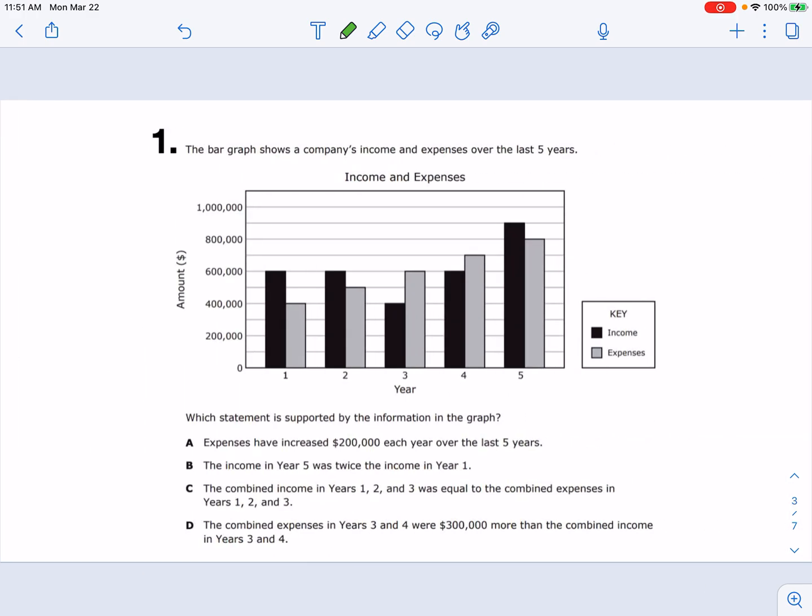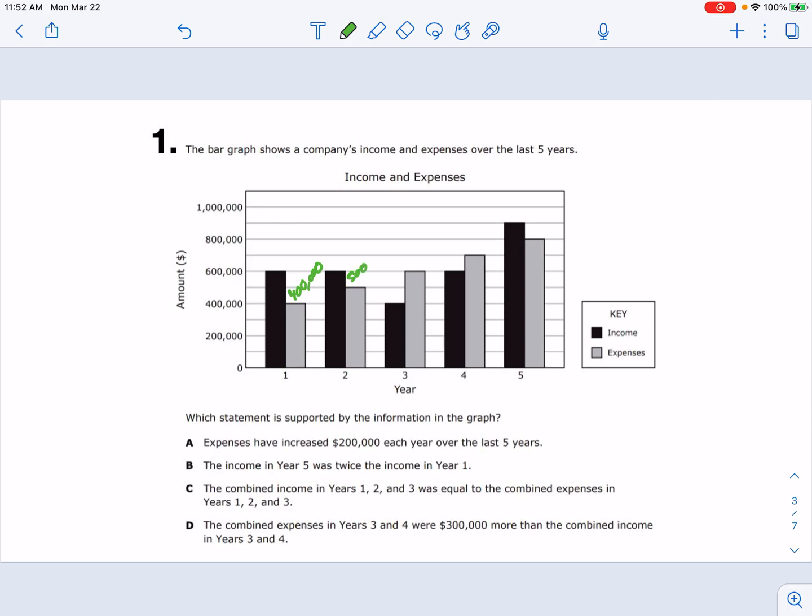All right, so with this one, it says the bar graph shows the company's income and expenses over the last 5 years. And our key shows us that the dark black is the income, the gray is the expenses. So we want to find which statement is supported by the information in the graph. Okay, answer A says the expenses have increased 200,000 every year over the last 5 years. So expenses are gray. So I look first, there's 400,000.